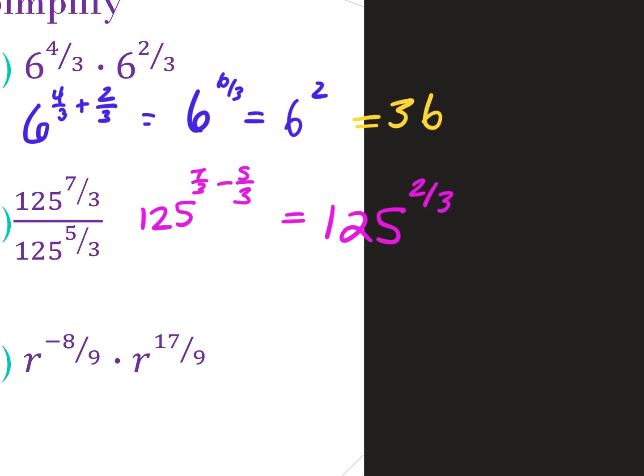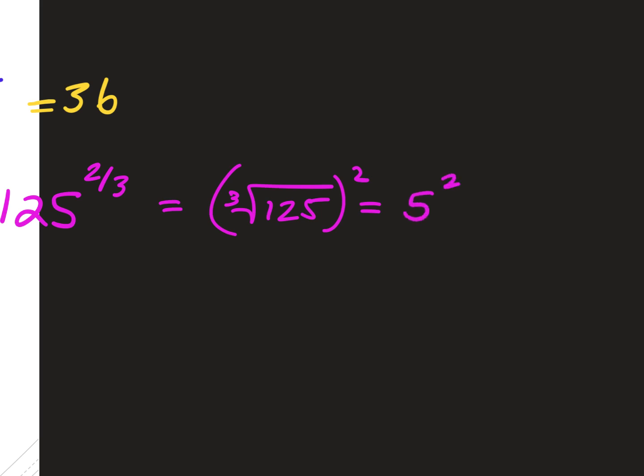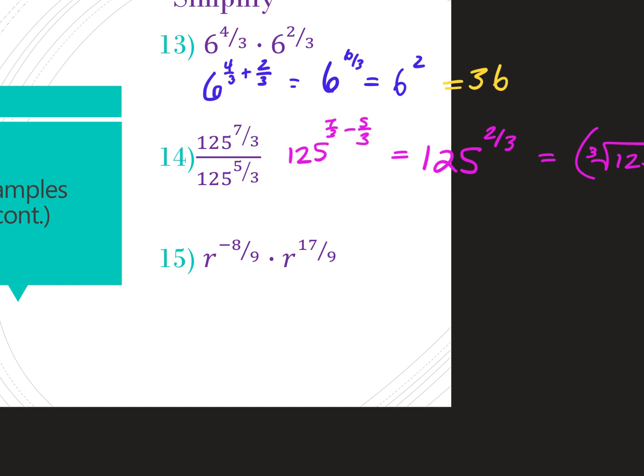Now, can we evaluate that? Absolutely. How would I rewrite that? Is it the square root of the number cubed, or is it the cube root of the number squared? It's the cube root of 125, and then I'm going to square it. So what number times itself 3 times gives me 125? 5, good. And 5 squared is 25. Great, guys. Good job. Everybody okay?